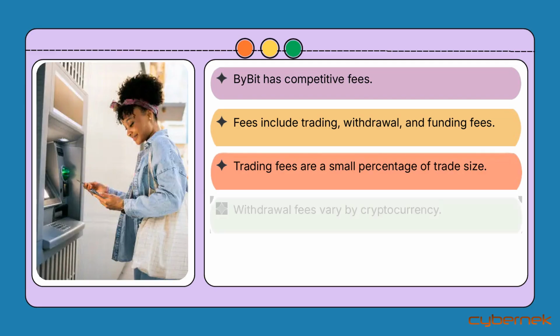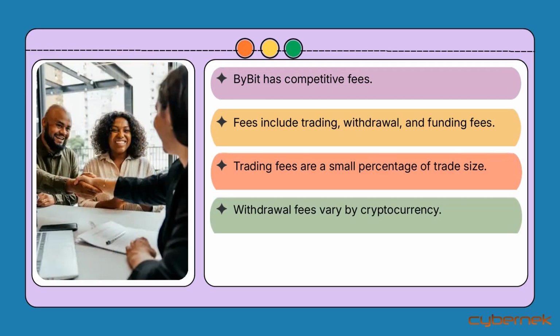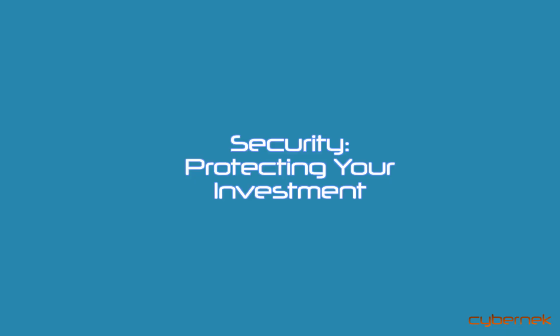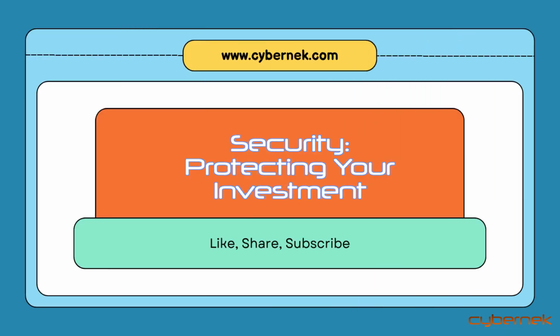Withdrawal fees depend on which cryptocurrency you're withdrawing. Bitcoin withdrawals usually cost more than stablecoin withdrawals due to network fees. For derivatives trading, there are also funding fees that occur every 8 hours. These can either cost you money or make you money, depending on which side of the trade you're on and market conditions.